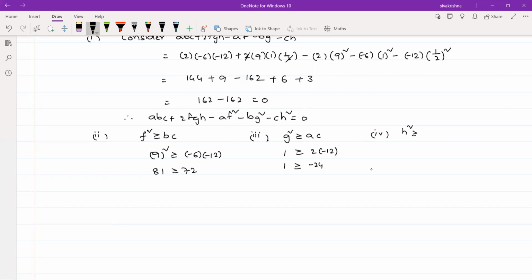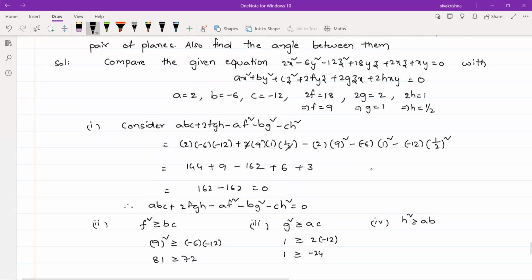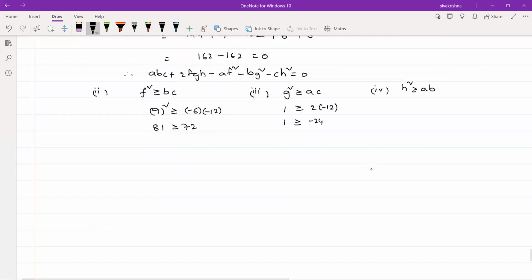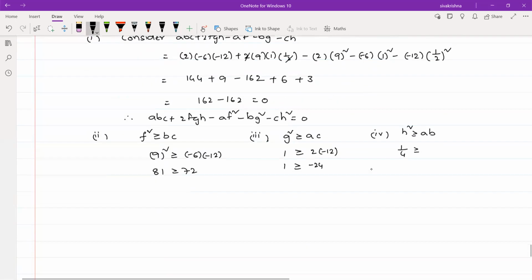that is h square greater than or equal to ab. Once again, we have to write the value of h square. That is 1 by 4, since 1 by 2 whole square gives 1 by 4. So this is greater than or equal to, so what is ab? Once again, 2 into minus 6. So this implies 1 by 4 is greater than or equal to minus 12.